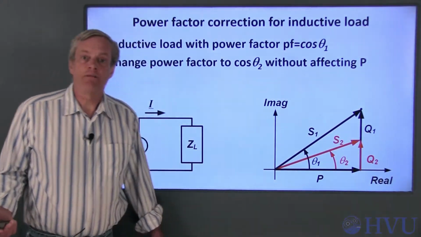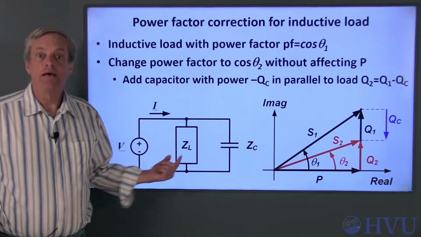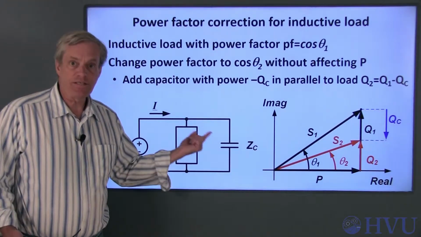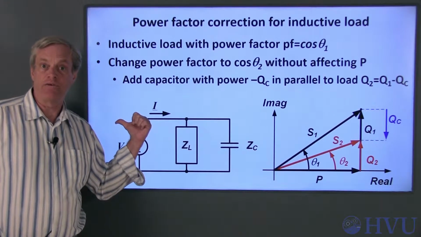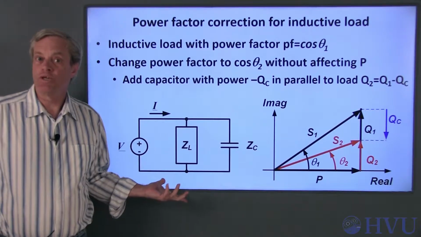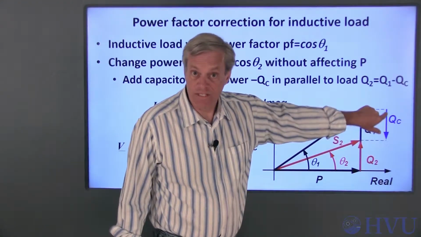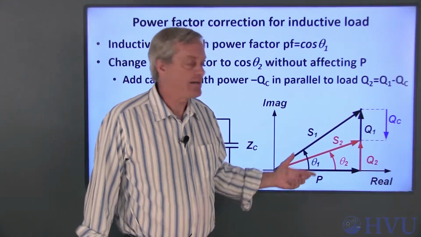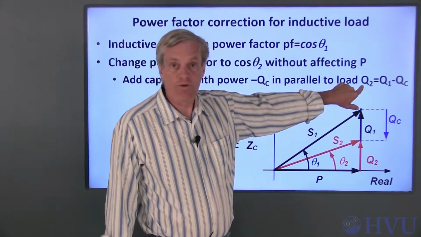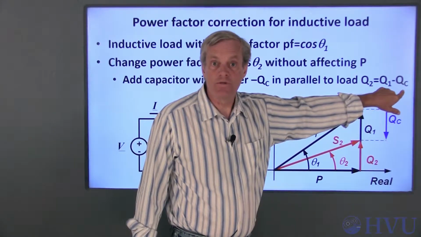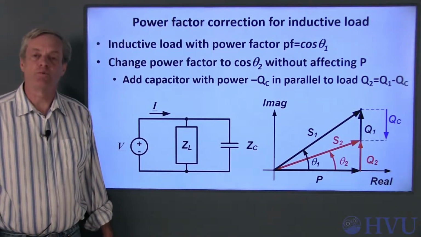I can change the complex power by adding a capacitor in parallel with the load. Now the load impedance and the capacitor can trade power back and forth rather than sending it back to the generator. The capacitor will be chosen so that the reactive power introduced by the capacitor, Q sub C, changes the total reactive power from Q1 to Q2. Mathematically, Q2 will be Q1 minus QC. Now let's do a simple numerical example to see how this works.